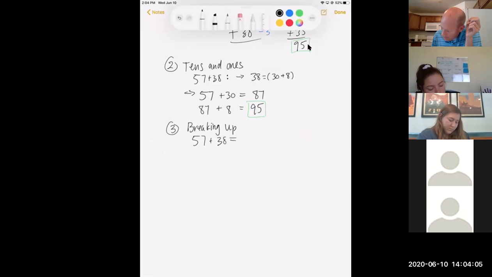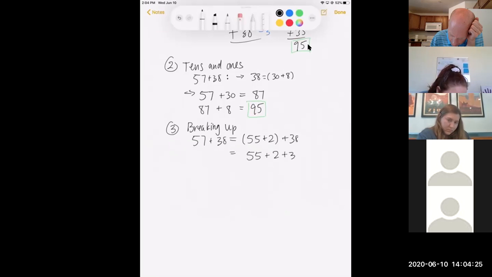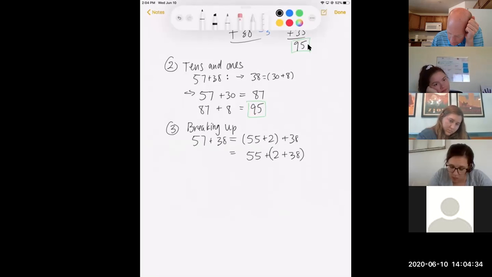With this one, I'm going to break up kind of like what I did for compensation, where I'm going to break off the 2 from the 57 to add on to the 38. So 57 became 55 plus 2. Copy the 38. There's a property that I'm going to use to put my 2 with my 38 instead of with the 55. What property was that again? Associative? Right. I'm going to associate the 2 with the 38 instead of the 55. That's what I'm going to note here. Associative property. And that way I can get 55 plus 40.